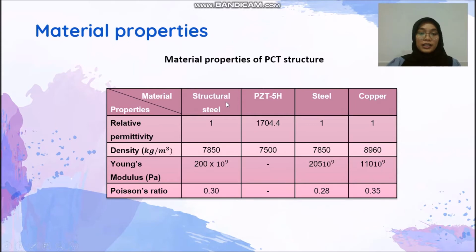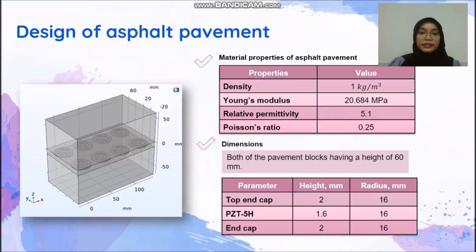The structural steel is implemented for the platform, and then the PZ85 is for each PCT, and the steel is for the top and bottom of each PCT. And the copper will be implemented for the electrode for each PCT. So this is the design of the asphalt pavement. The dimension for the asphalt pavement, this is the top and this is the bottom, having a height of 60 mm. So this is the material properties.